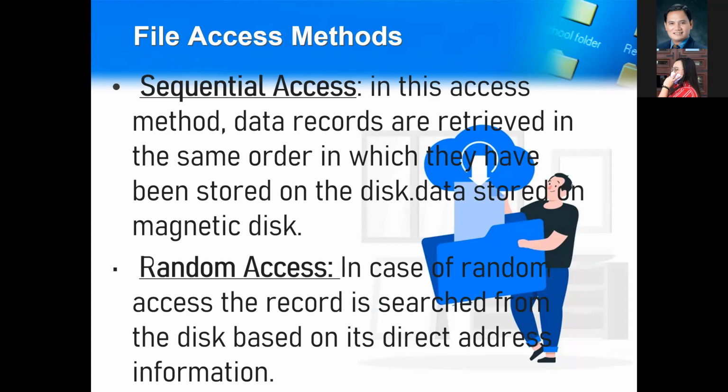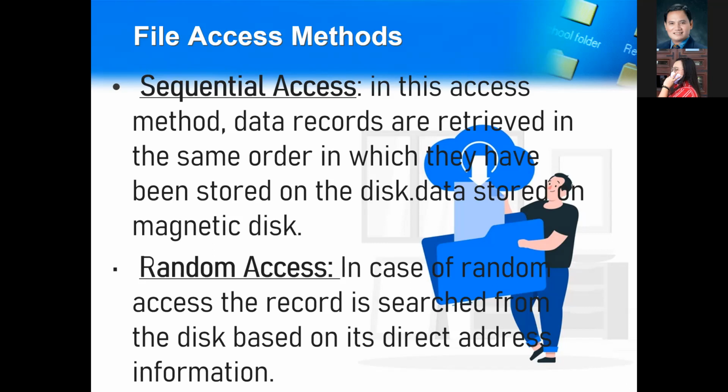File access methods. Sequential access: in this access method, data records are retrieved in the same order in which they have been stored on the disk. The information in the files is processed in order, one record after the other. This access method is the most primitive one. For example, a compiler usually accesses files in this fashion.